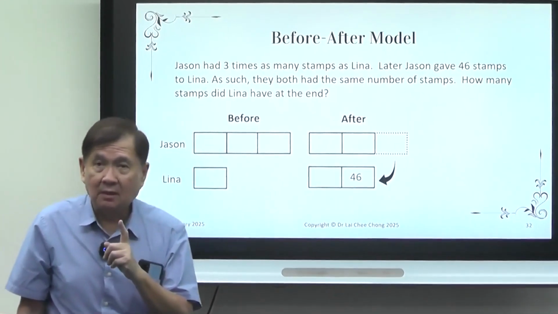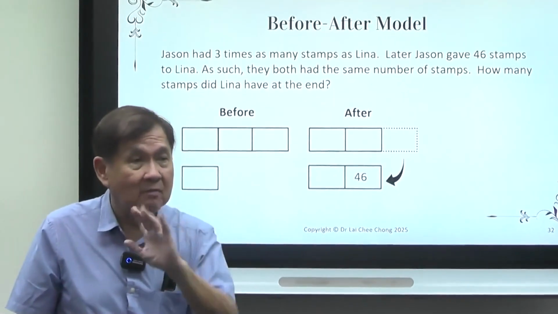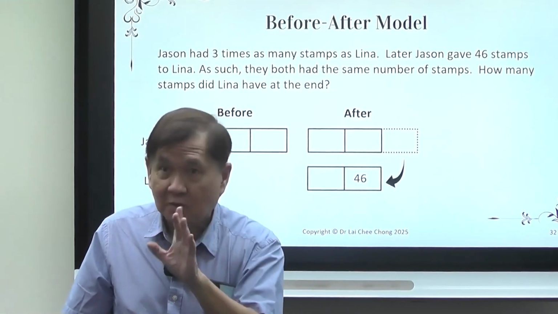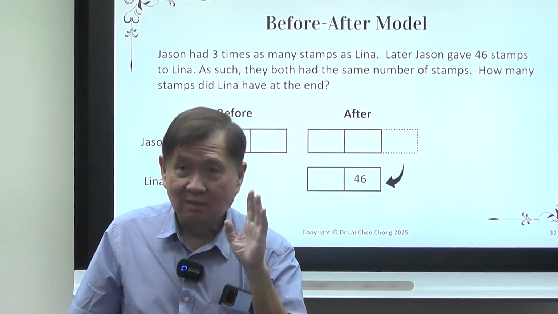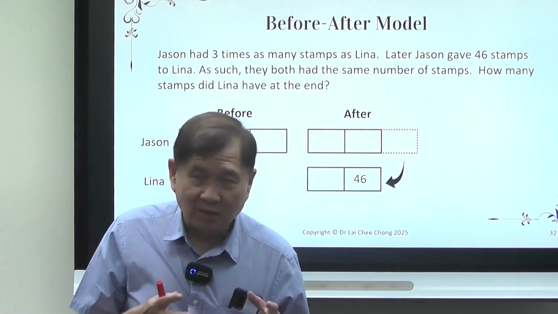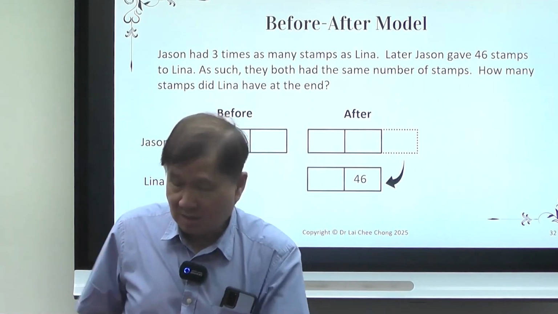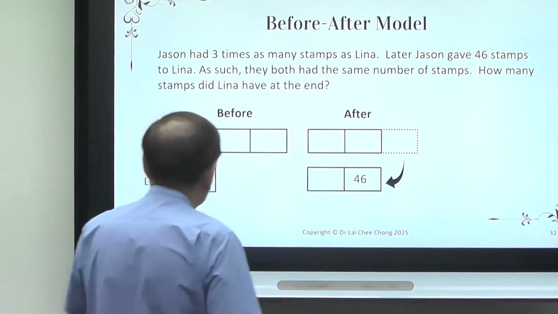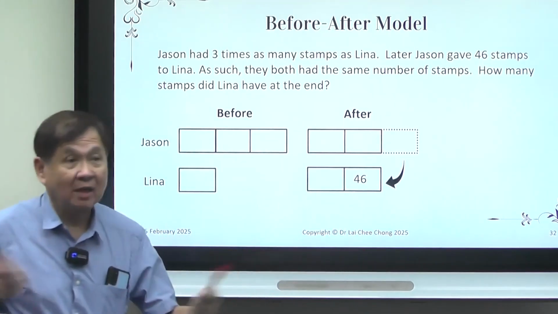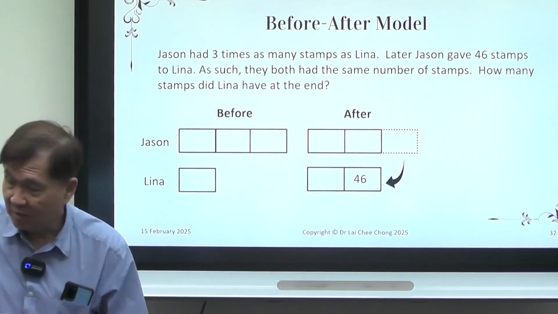One thing they have to understand: the total number of stamps never changes. No matter what they do, it never changes. It's just that the quantities go from one hand to another hand. That's all. So you know that therefore this one must be the same. So this one must be 46. What else can it be? Am I right? So that's straightforward.